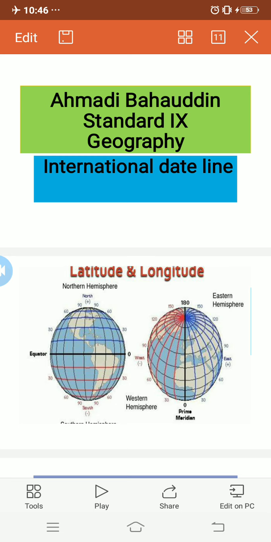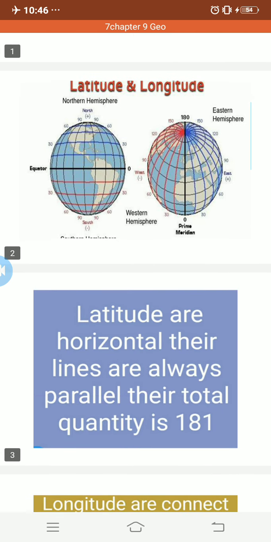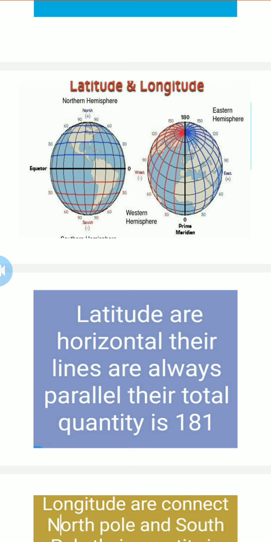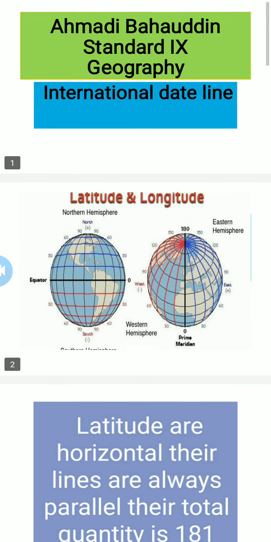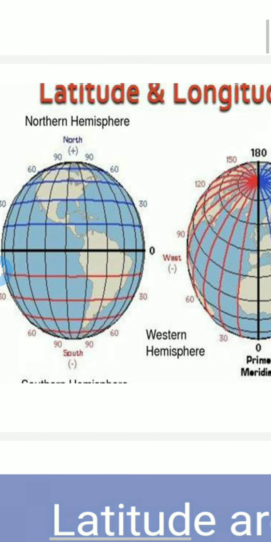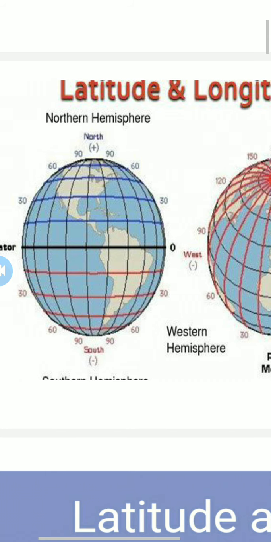First of all, we will see latitude and longitude. What is latitude and what is longitude? Latitudes are horizontal, their lines are always parallel. Their total quantity is 181. You see in this picture, it is written. See, this is latitude. So their lines are always horizontal and their total quantity is 181.